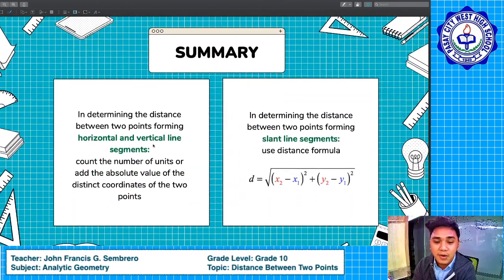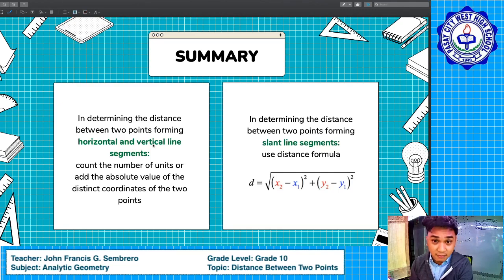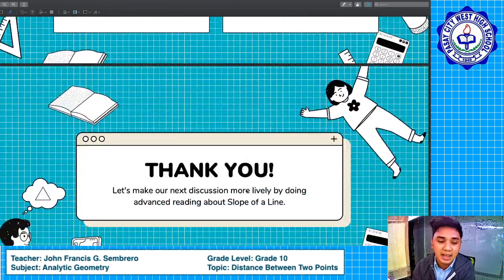So as a summary, if you are given horizontal or vertical lines, you can count the number of units or add the absolute value of the distinct coordinates of the 2 points. And if the given is a slant line, we can use the distance formula. That's why we need to know how to illustrate it so that you can know whether it's a horizontal, vertical, or slant line.